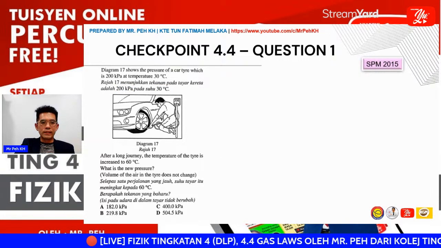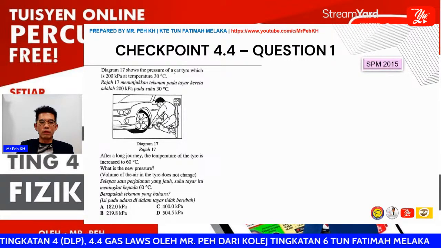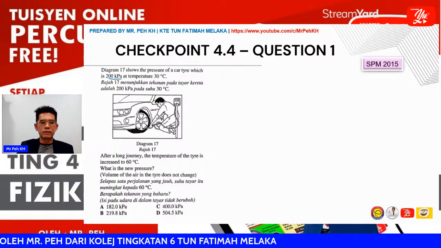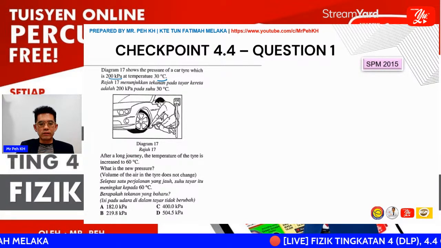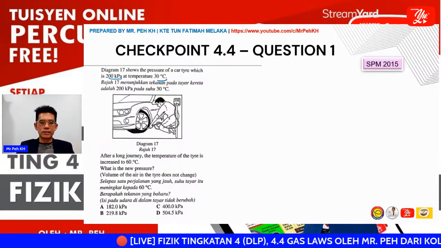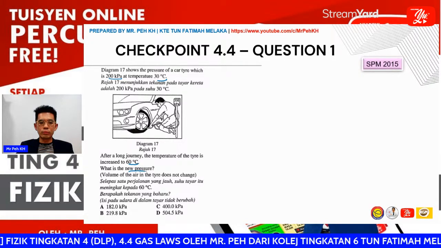So the question will be like this. Diagram 17 shows the pressure of the car tire, which is 200 kilopascal. Temperature will be 30. After a long journey, definitely the friction will cause the temperature of the tire to increase. So now it increases to 60. You need to find out the new pressure.